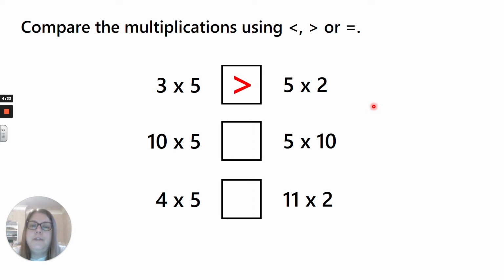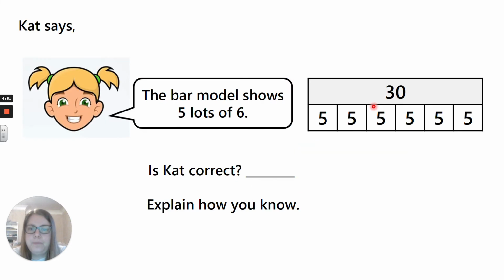So 3 times 5 is 15, which is bigger than 5 times 2 because that's 10. 10 times 5 is equal to 5 times 10, so we've got 50 on either side. And 4 times 5 is less than 11 times 2, because 4 times 5 is 20, and 11 times 2 is 22. Give yourselves a tick if you did that.